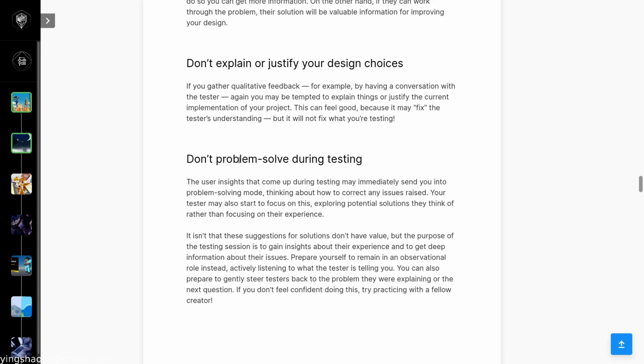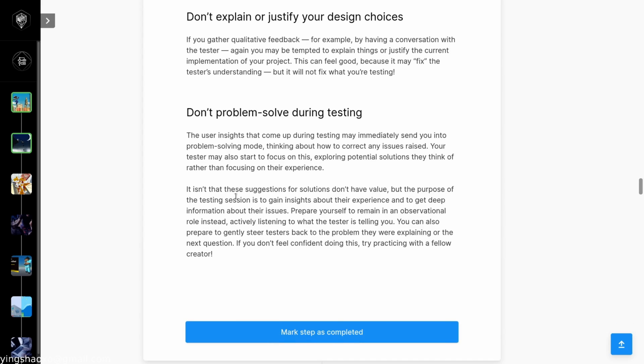Don't problem solve during the testing. The user insights that come up during testing might immediately send you into problem-solving mode, thinking about how to correct any issues. Your testers might also start to focus on this, exploring potential solutions they think of rather than focusing on their experience. It isn't that these suggestions for solutions don't have value, but the purpose of the testing session is to gain insights about their experience and to get deep information about their issues.